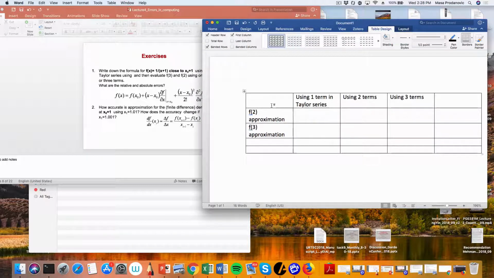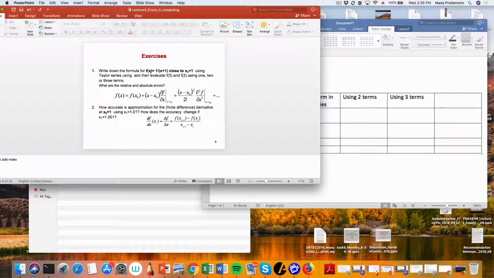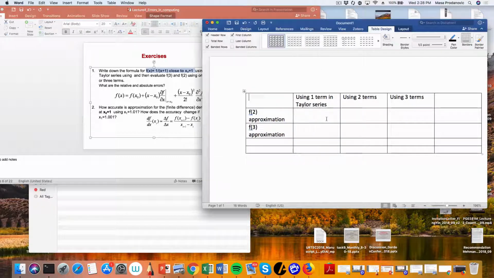And this approximation is around 0.1. So basically my f of x, again, is this. In this case, using just 1 term, this is simply f of 1 that I can type in immediately, which is 1 divided by 1 plus 1. So that's 0.5. And that's the same case here.